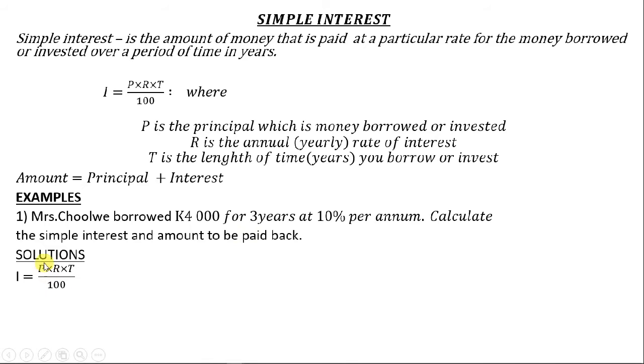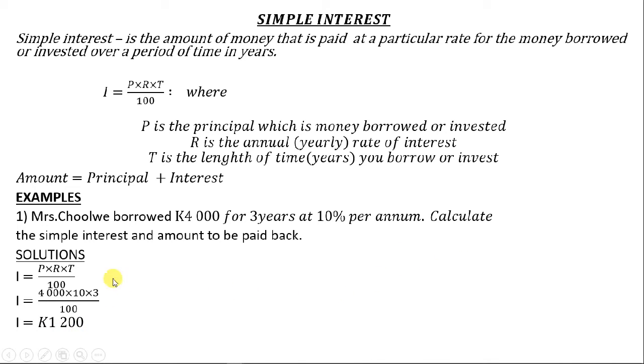So we are going to substitute. Where there's P, we are going to replace a 4,000. Where there's R, we'll put a 10. And where there's T, we are going to replace a 3. Let's do that. So if you divide 100 into 100, you get a 1. We'll remain with a 40 here. 40 times 10 times 3 will give us 1,200. Therefore, our interest was 1,200 kwacha.